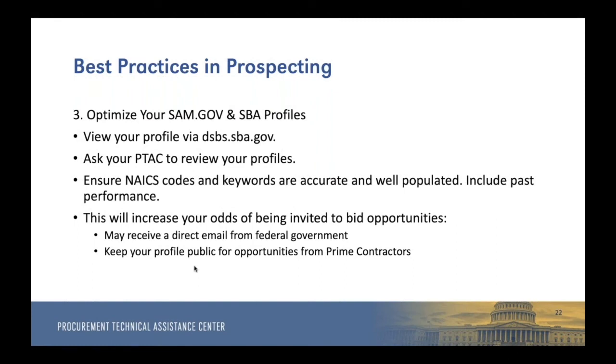Ask your PTAC consultant to review your DSBS profile, because you want to make it to the point, and you do want to have something in there. You don't want to leave it blank, because then you will be overlooked. Ensure that you have optimum NAICS codes, and they are relevant to what you do. You don't want to have 100 NAICS codes linked to your two-people business, because then you will also be overlooked, because the contracting officer won't even know what you do.